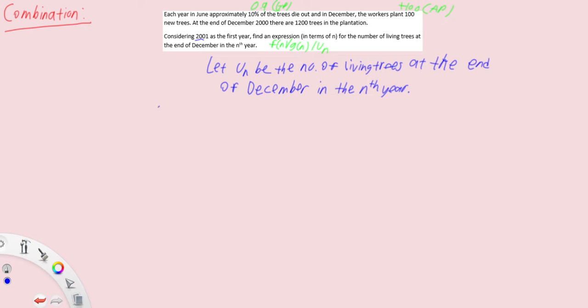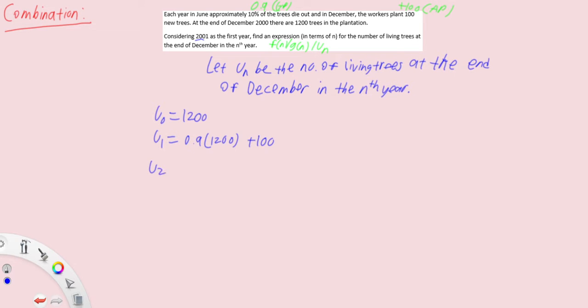So we have U0, because U0 is basically December 2000. Therefore, we have 1,200 trees. Therefore, U0 equals 1,200. U1, basically, we follow whatever the context says. So in June, 10% die out, 90% remaining. Therefore, we have 0.9 times 1,200. Then we add another 100 because in December, they plant 100 new trees.